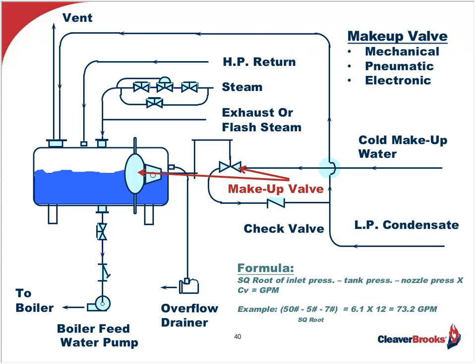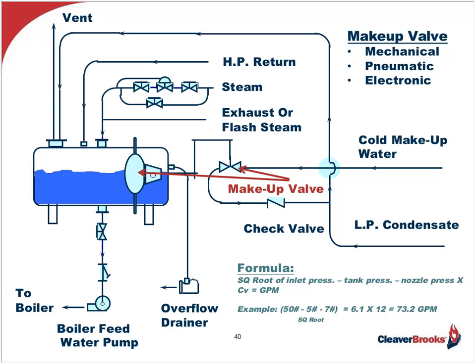The next thing that we want to select is the makeup valve for feeding the raw makeup water into the spray cone assembly. Now, as noted on the screen now, this valve can either be mechanical as shown, or it can be pneumatically actuated or electronically. So we've got several options here. Now, to size the valve, we use the formula shown on the screen in the lower right corner.